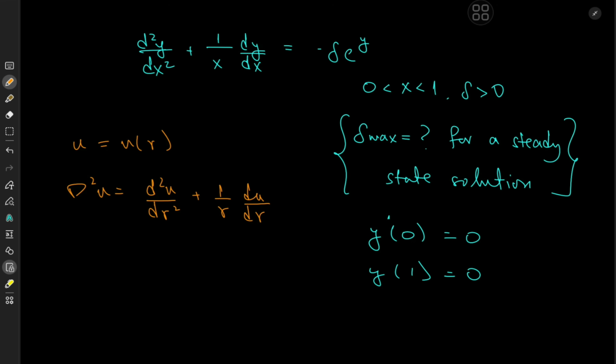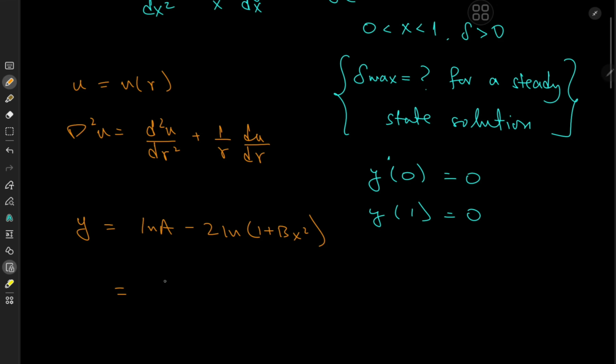And that solution, the Liouville type solution, is of this form: y equals log a minus 2 times log of 1 plus bx squared. And that seems kind of random, but it actually makes perfect sense. It's a second-order differential equation, so you do need two constants of integration, a and b. And if I combine the logarithms, this turns into log of a over (1 plus bx squared) squared.